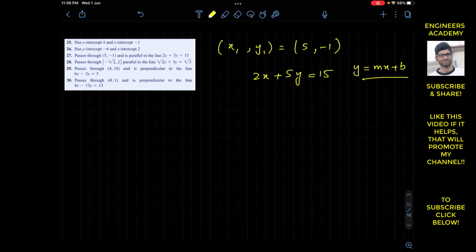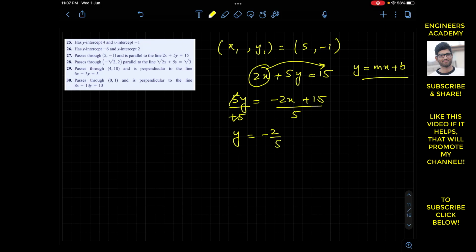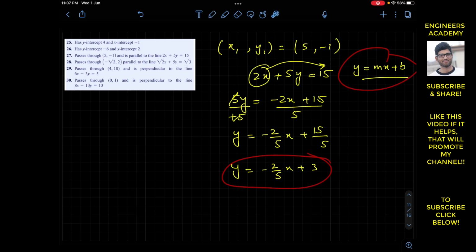So I have to bring the 2x onto the other side of the equation. We will have 5y = -2x + 15, and then I have to divide both sides of the equation by 5. So this will cancel out, and we can say y = -2/5 x + 15/5, which gives us y = -2/5 x + 3. Now if we compare this equation with y = mx + b, this is the slope of this particular line.